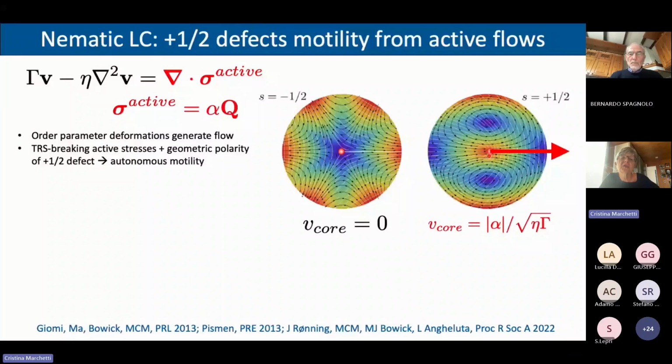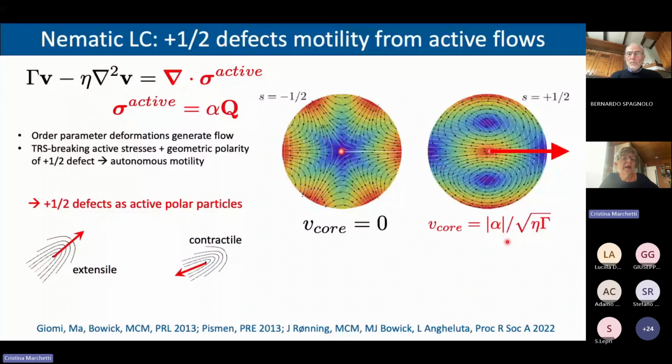And the direction is actually controlled by whether the active forces are extensile or contractile. So the +1/2 defect really behaves itself as a self-propelled polar particle. If the forces are extensile, it is expected to move towards its head, and if the forces are contractile, it is expected to move towards its tail. The -1/2 defect generates an even more complex flow, with actually 6 vortices, but the flow vanishes by symmetry at the core. So to leading order, this is a passive particle.